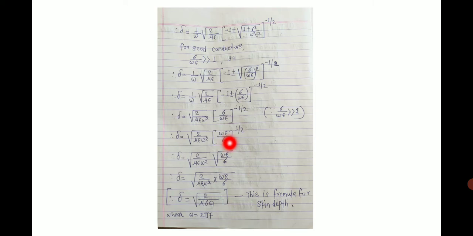That's why it becomes omega epsilon divided by sigma. This is the reciprocal, where the numerator and denominator are interchanged. So the effect on the power sign is that it changes from minus to plus, and raised to 1/2 means square root. In the next step we write this term as the square root of omega epsilon divided by sigma, and this square root term remains as it is, square root of 2 divided by mu epsilon omega square.